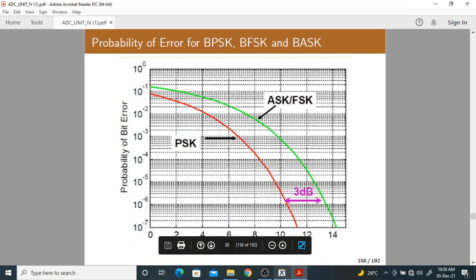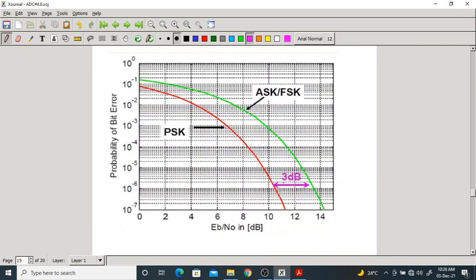Now, this is a MATLAB simulation, very very important. Always we simulate the probability of error versus EB by N naught. I told you already, the probability of error is a function of EB by N naught. EB by N naught is taken in dB, against the probability of error. So we have shown the graphs for ASK, FSK, and PSK.